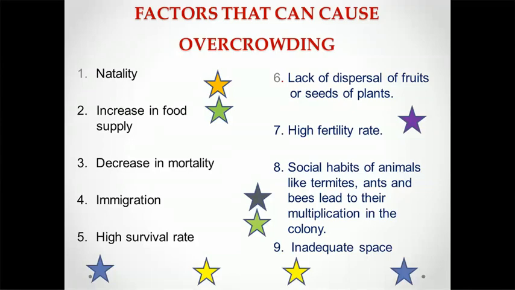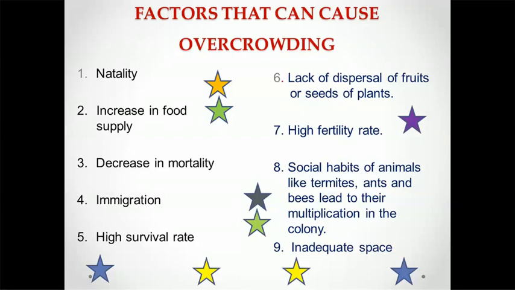If the organisms in a habitat have a high fertility rate, meaning that they are going to be producing young ones at a faster rate, this can lead to overcrowding. Number 8, social habits of animals such as termites, ants, and bees. They live in groups and in colonies, so they can multiply easily, leading to overpopulation or overcrowding in that colony. And the last but not the least, inadequate space.